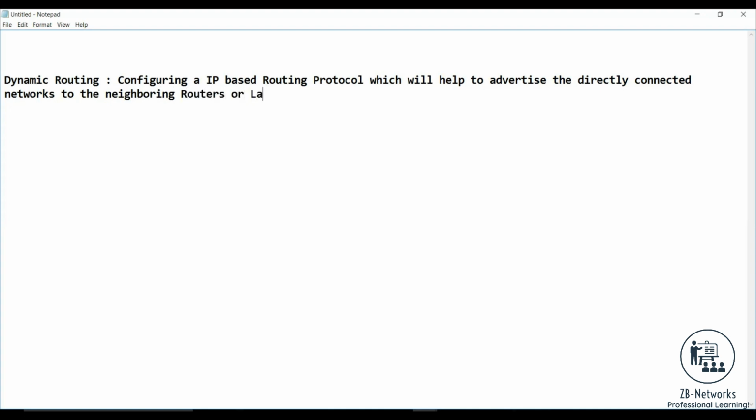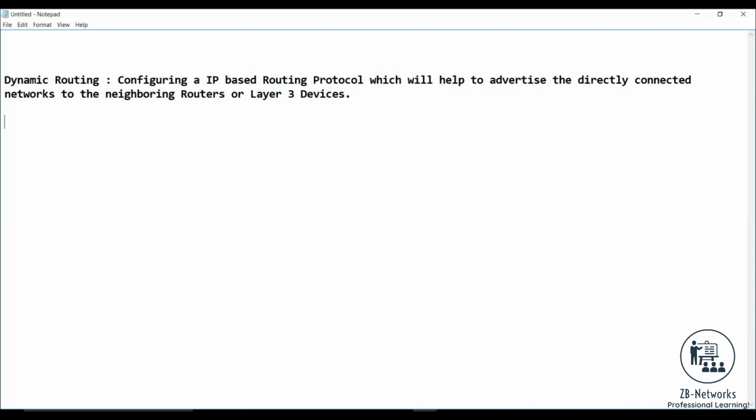or layer 3 devices. So basically, dynamic routing protocols are always run on any layer 3 device, which could be a router, could be a multi-layer switch, could be a firewall, right? So you run dynamic routing protocols. Now, configuring dynamic routing, basically you are going to run a routing protocol which will help to advertise the directly connected networks to the neighboring routers or any layer 3 device.